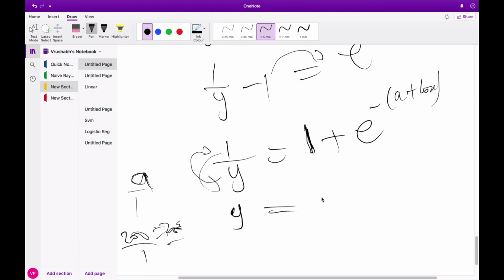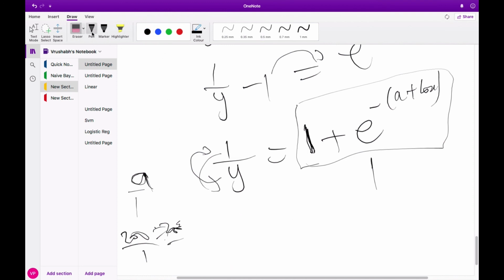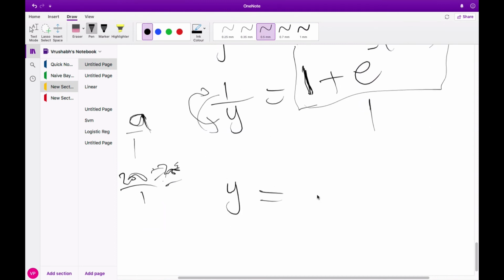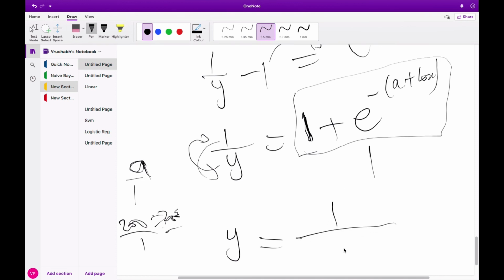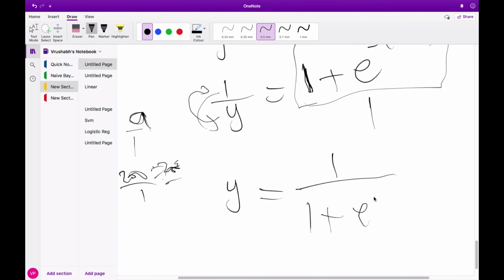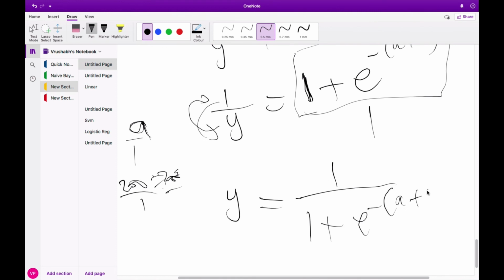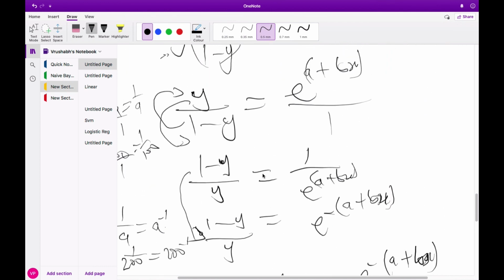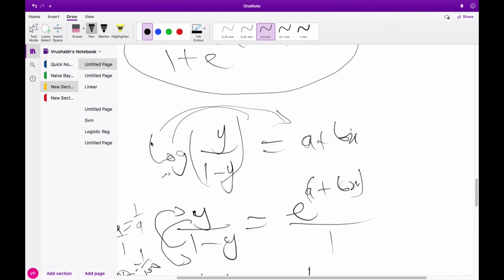Okay, so we can say that y equals the whole of this, right? If we flip the whole of this, don't forget the whole of this will be over 1. So if we flip this one, then let me bring this a little bit down. So this one is actually giving us y over here. So if we flip this one, then we're going to get 1 over 1 plus e negative a plus bx. Okay, now you can see that we have our Logit function. Right, we got our Logit function from this.